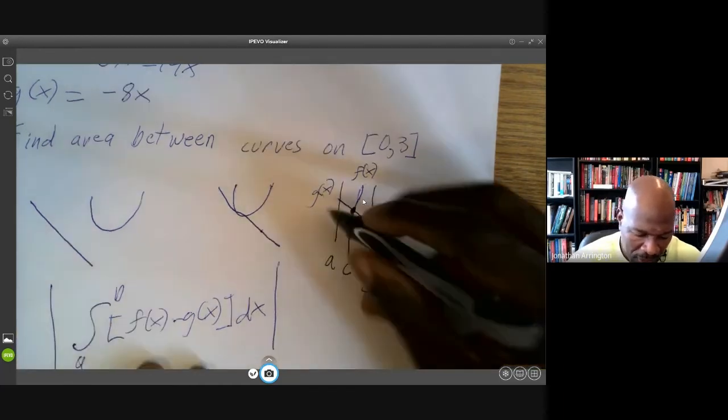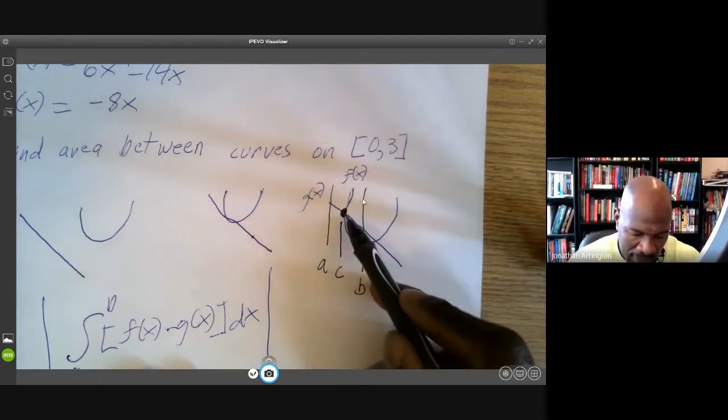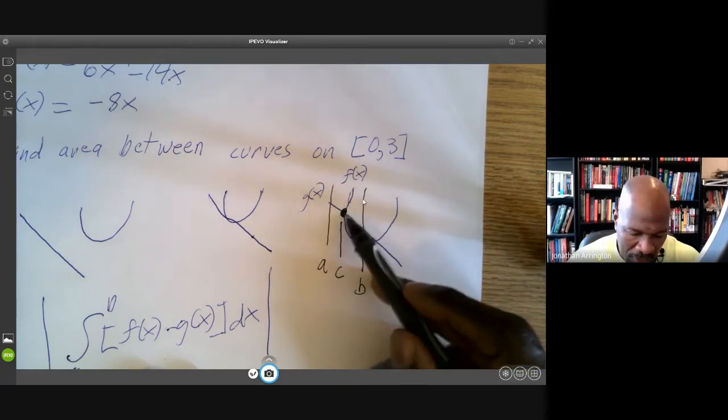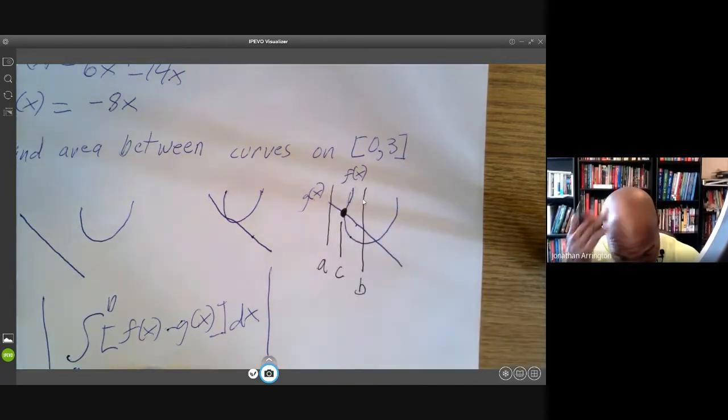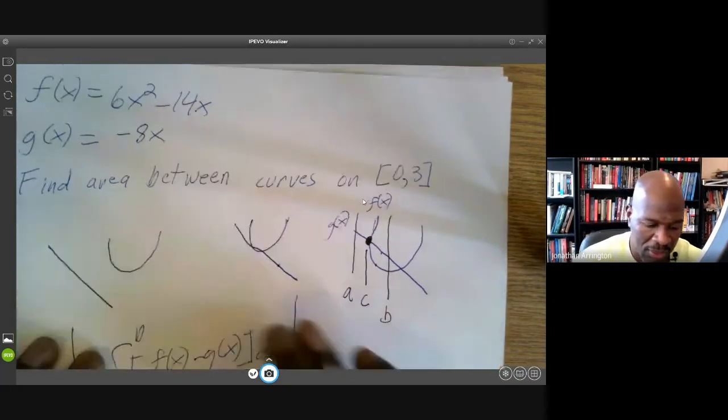Now, of course, if these two functions intersect, at the point in which they intersect there's an x value where both functions are equal at that particular x value. So to find the point of intersection, I will simply set the functions equal to each other and solve for x. So let's go ahead and do that.